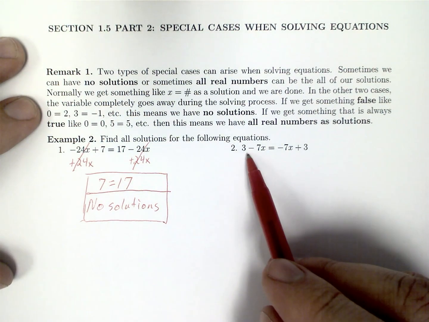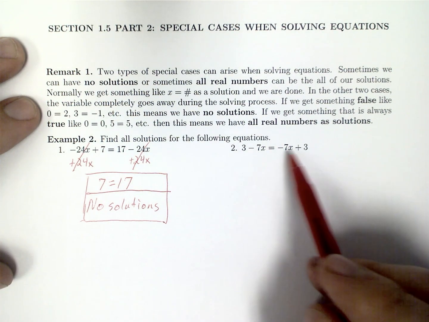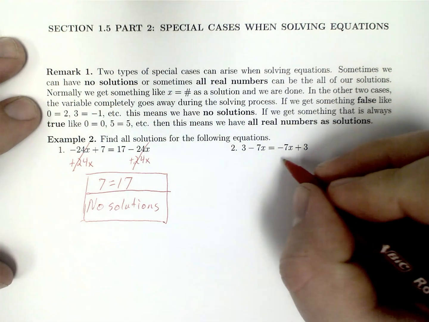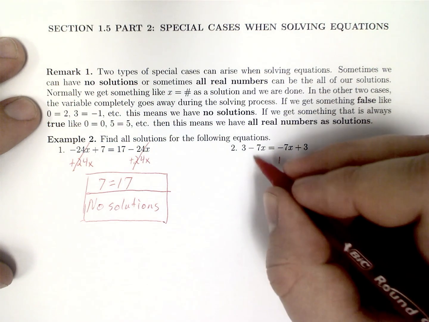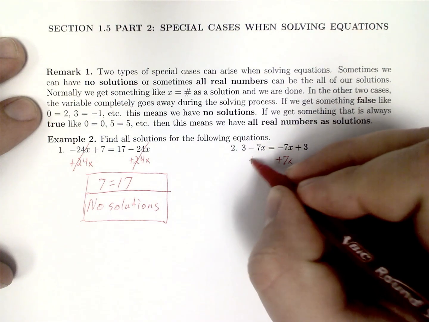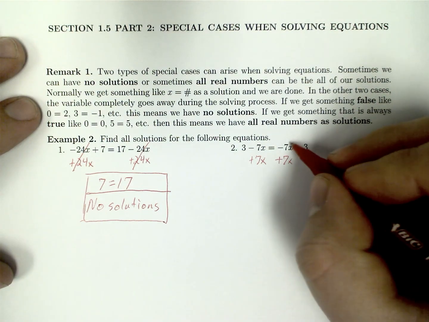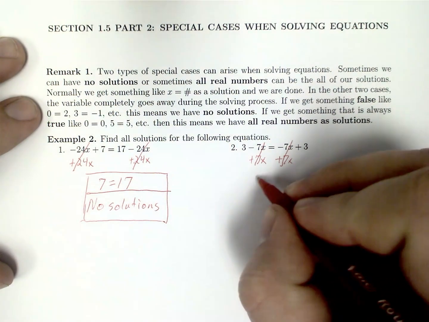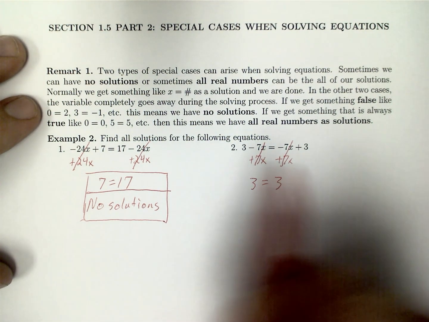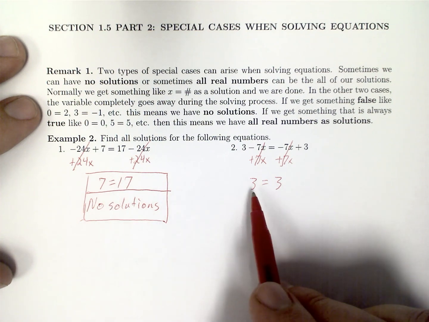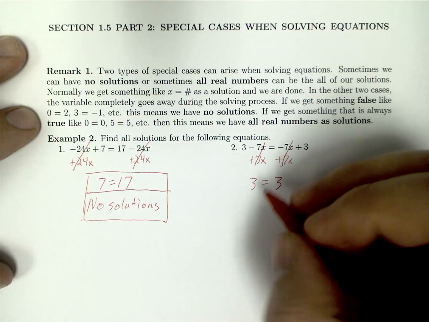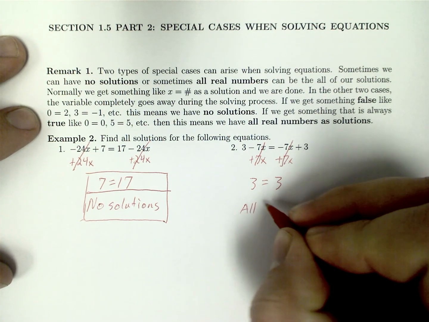So what about the next one? 3 minus 7x equals negative 7x plus 3. Well, we start the same way. Again, I'm trying to get x's to one side, so I'm going to add 7x to both sides to get this over here. But when we do this, we do the same thing to both sides. It cancels here and it cancels here. And here we're left with something like 3 equals 3. Well, over here that was something that's not true, but this is always true. So for this linear equation, we say that all real numbers are solutions.